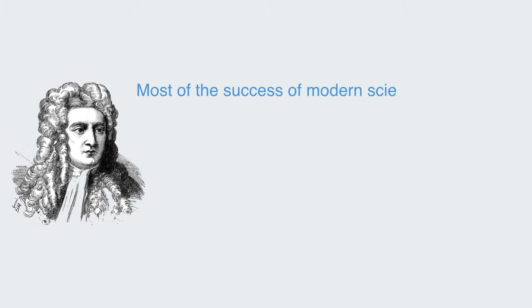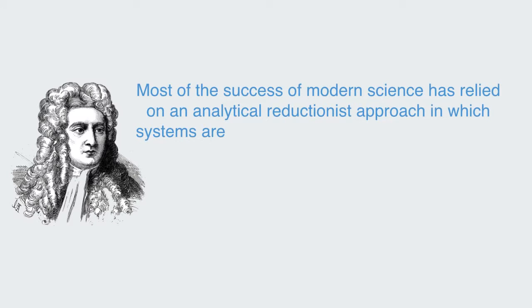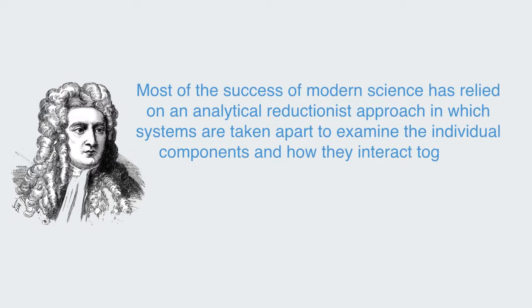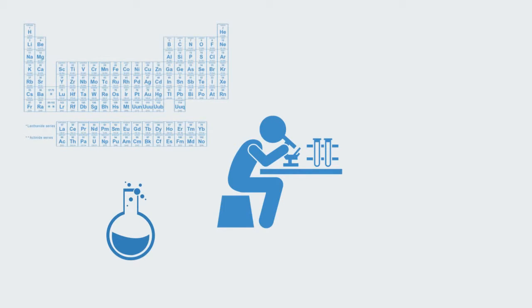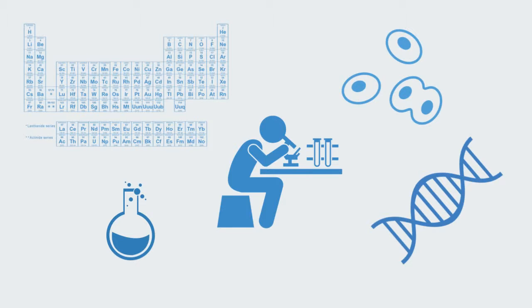Most of the success of modern science has relied on an analytical reductionist approach, in which systems are taken apart to examine the individual components and how they interact together. Historical examples are the isolation and characterization of the elements to the periodic table, and the discovery of the particles that make up atoms. In the biological sciences, reductionism has also been very successful. Examples range from the purification of proteins, DNA and RNA, and the study of their structures and activities, to the sequencing and analysis of whole genomes.